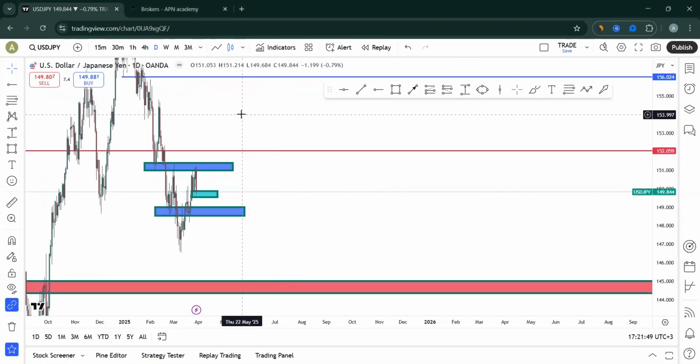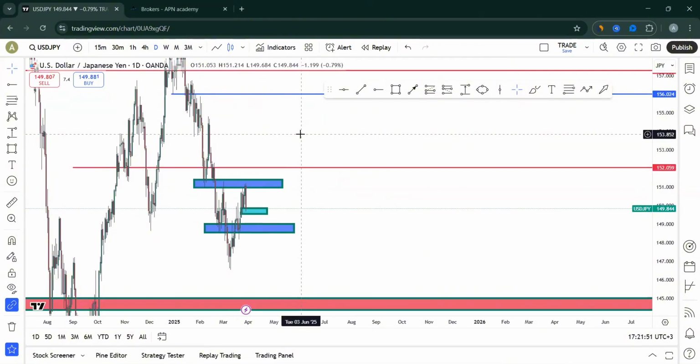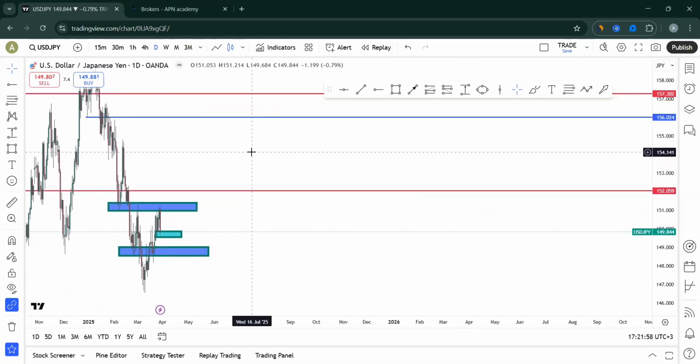Okay. So we have looked at gold, we have looked at BTC and DXY. Okay. So that's enough for the normal market.